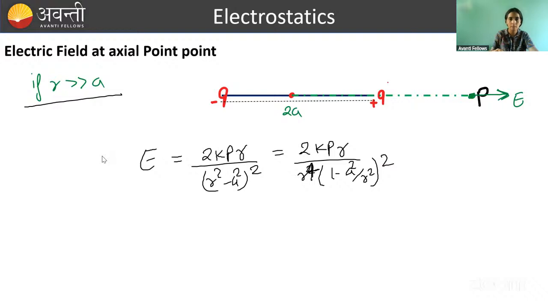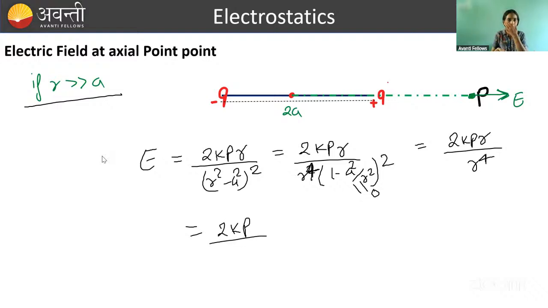Clear? Now, if R is far greater than A, then this term will become almost equal to 0, and you will get here 2KPR by R to the power 4, and 1 R will get cancelled, so you will get 2KP by R cube. Okay, so electric field vectorially you will write like this at an axial point.